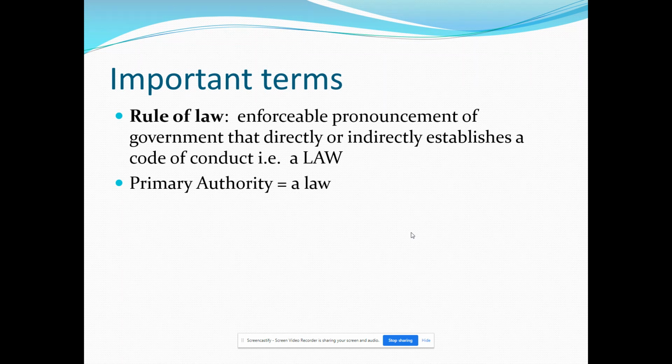One of the things that is an important concept to understand is the rule of law. People talk about the rule of law, some sort of pronouncement of government that establishes some sort of code of conduct. Rule of law, you can just call it a law. So a rule of law is a law. And when we talk about primary sources of law or primary authority, that would be a law.